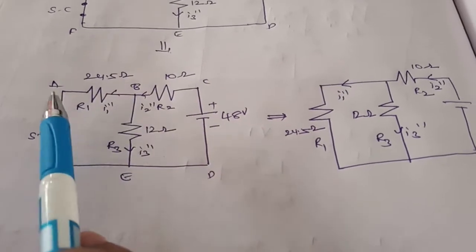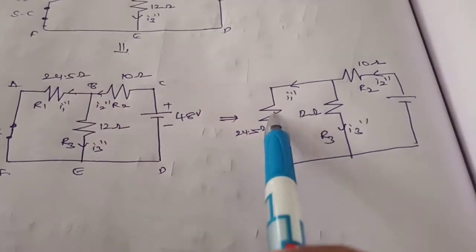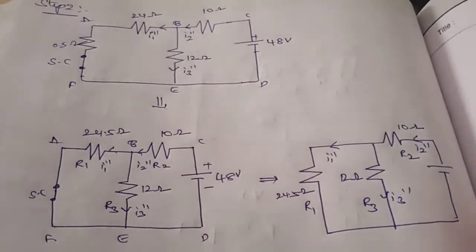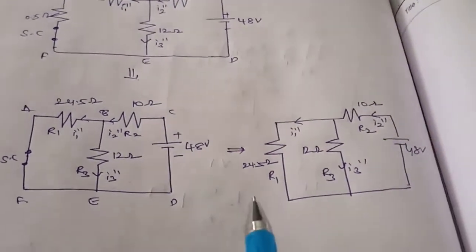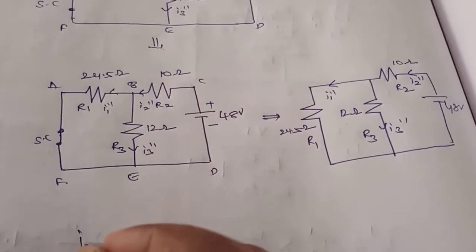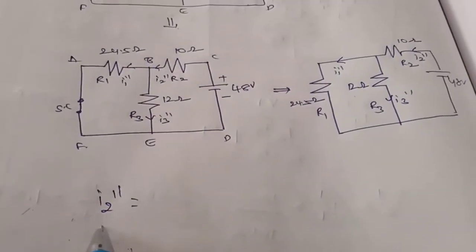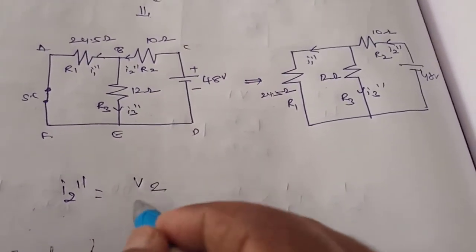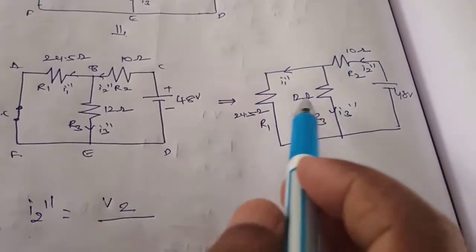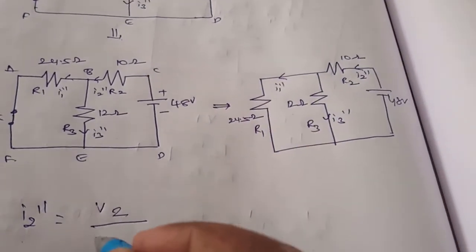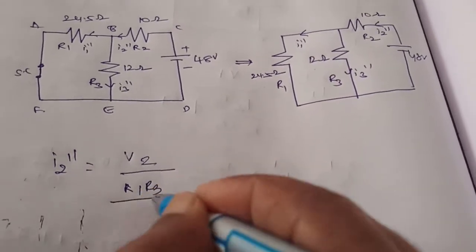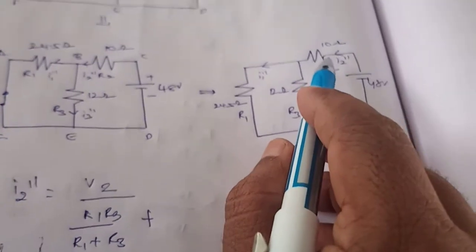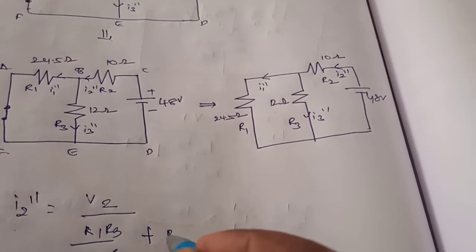So this circuit I am redrawing for simplification. This resistor, even if it is short circuited, is simply a line. I am considering this 24.5 ohms here, 12 ohms here, 10 ohms, and the source is 48 volts. Now first we'll find I2 double dash. I equals V by R. Here the voltage is V2 divided by, how are these two resistors connected? They are connected in parallel. So R1 R3 divided by R1 plus R3, plus the other remaining resistance, that is R2.